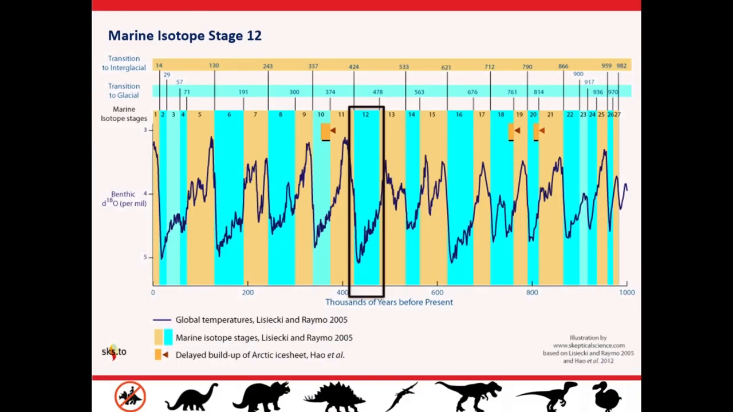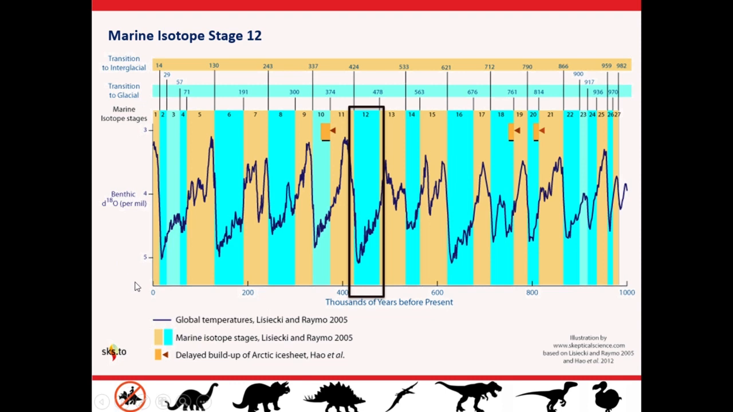So I'm going to start at marine isotope stage 12. This graph shows the marine isotope stages going from 1 on the left-hand side, the little numbers across the top, so it's the third thing down, marine isotope stages. It tells us what marine isotope stage we're in, and that relates to how many thousands of years ago we are. We're going to start at around 424,000 years ago to 478,000 years ago, in this blue box here.